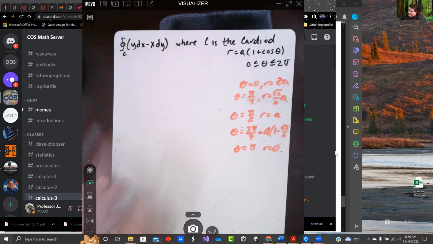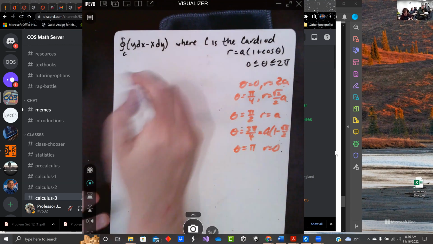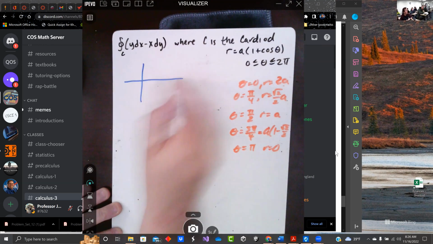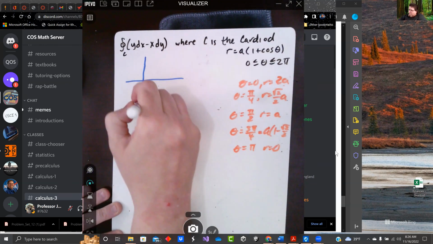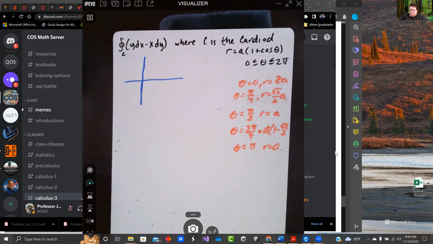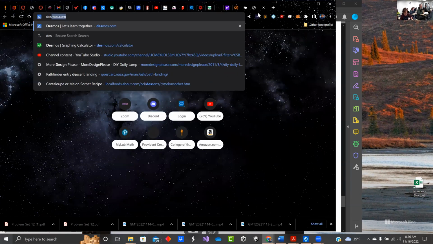So what does that picture look like? I don't worry, I can barely read it myself up here. I'm picturing what the cardioid looks like while you guys are doing it. I'll go over to Desmos. Let's go look at Desmos, see what this looks like.